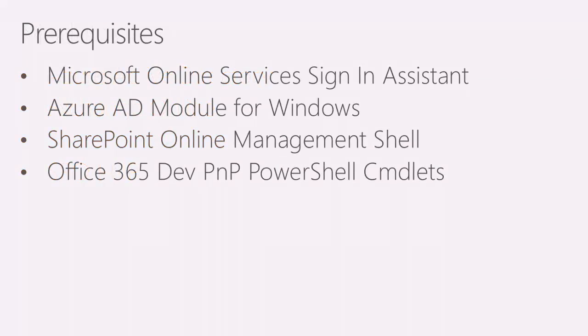So as I said, the prerequisites there are going to be the Microsoft Online Services Sign-In Assistant, Azure AD module for Windows, SharePoint Online Management Shell, and lastly, this is the other one, the Office 365 Dev PnP PowerShell commandlets. Now, the reason why we're including this one is Bruno is going to go into a lot of detail, but SharePoint Online commandlets only really let you do a little bit of things like creating sites and the like. The PnP commandlets allow you to go far beyond that, beyond the limits of site collections, and allow you to do things like create sites or add items to a list, that kind of thing.